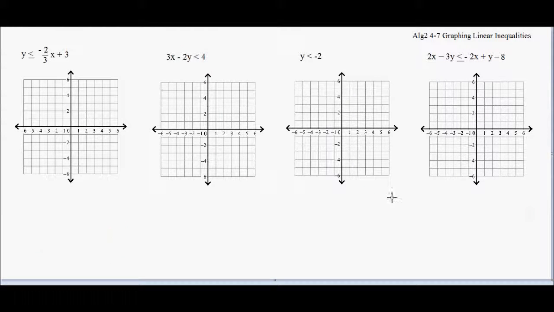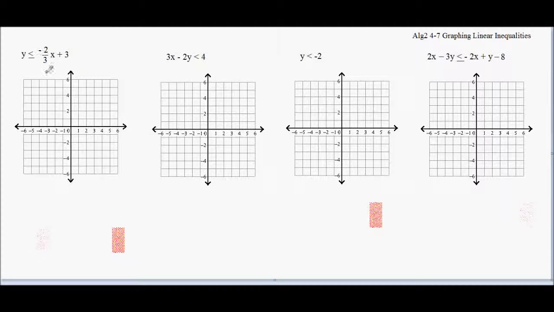Hello again, this is John with Paladin Academy, and today we're going to look at Algebra 2, Unit 4, Worksheet 7, Graphing Linear Inequalities.